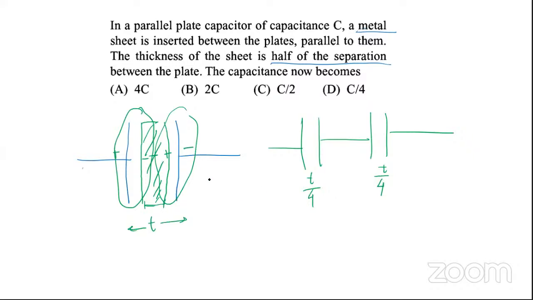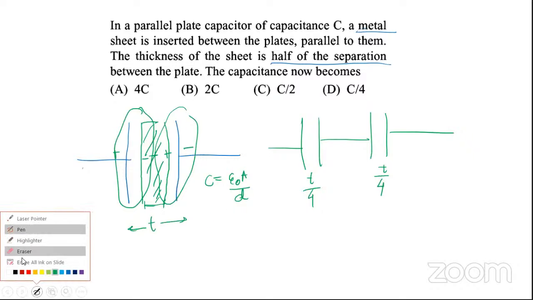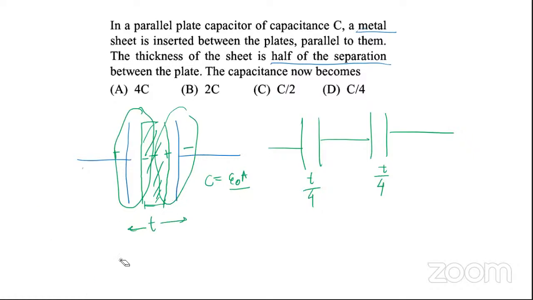Now we know that capacitance C is equal to epsilon naught A by D, and here we have taken D as T, so this will become epsilon naught A by T. And the new capacitances have epsilon naught, the area will remain the same, and T by 4. Both of them are the same, 4 epsilon naught A by T and 4 epsilon naught A by T, and these both are connected in series.